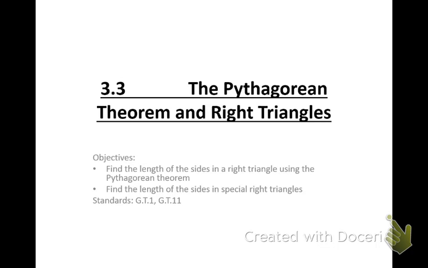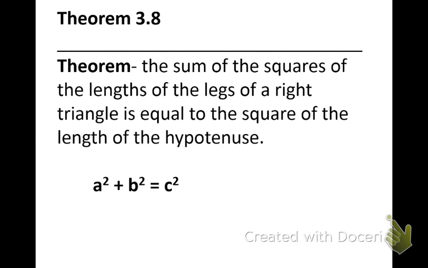So 3-3 is the Pythagorean theorem in right triangles. Our objectives are to find the length of the sides in a right triangle using the Pythagorean theorem and find the lengths of the sides in special right triangles. Theorem 3.8, the Pythagorean theorem, says that the sum of the squares of the lengths of the legs of a right triangle is equal to the square of the length of the hypotenuse. A squared plus B squared equals C squared.